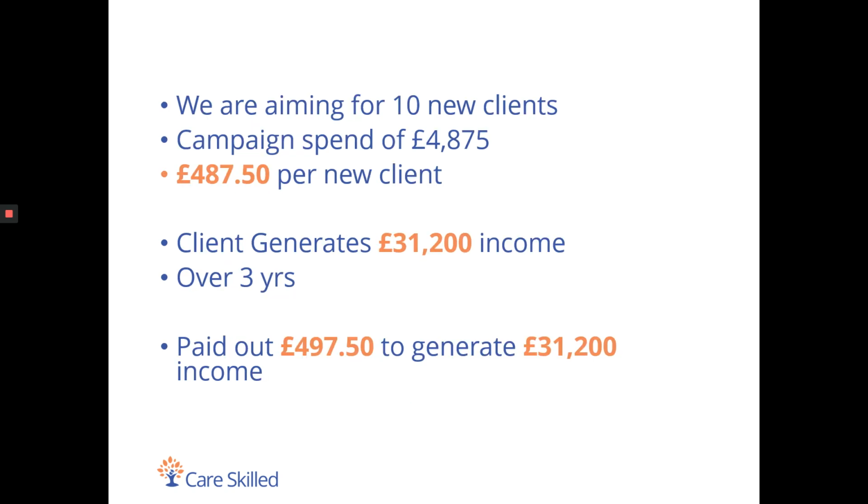So we're aiming for 10 new clients. We're going to spend £487 per new client. That's the target. Each client generates £31,200 of income over 3 years. We saw that in a previous video. So we're going to pay out £497.50 to generate £31,200 of income. That's the aim. And we do that over the 3 months of an activity plan and a diary.